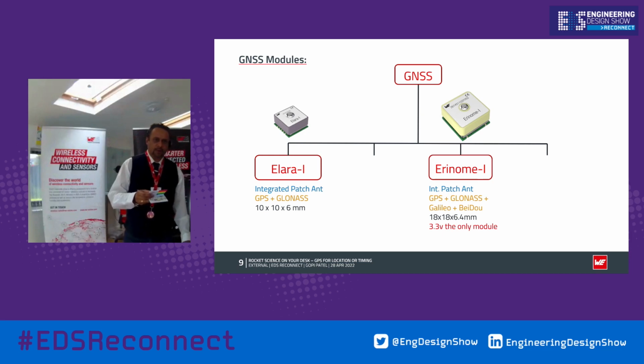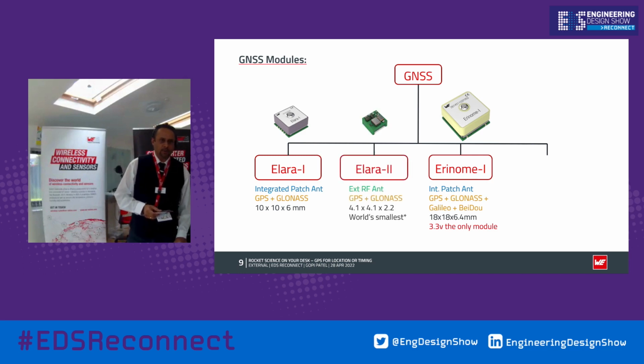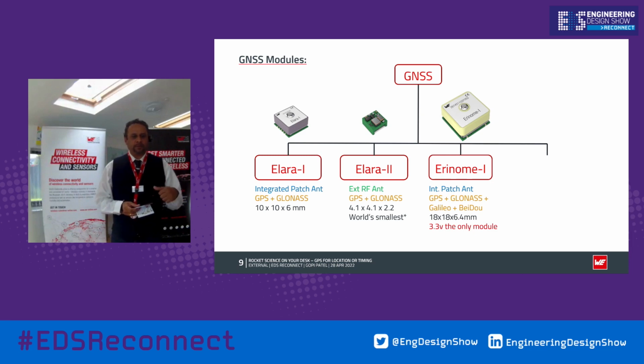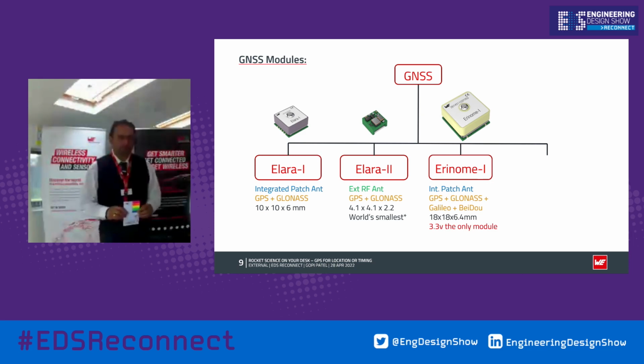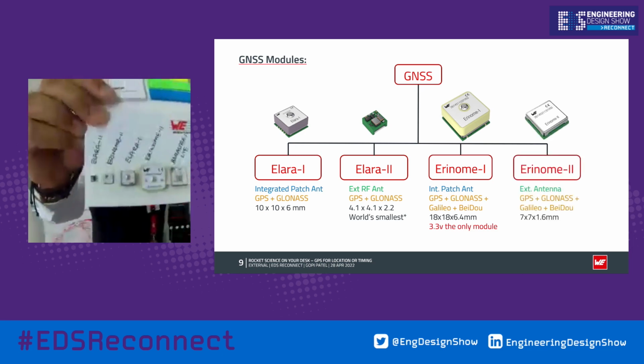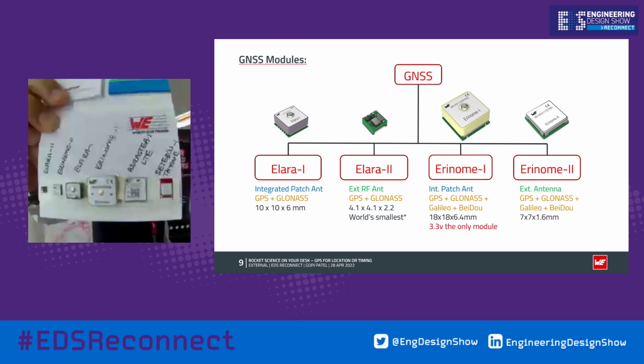This version 1 has an onboard antenna, and those who want an external antenna for any reason, you go for Ilara 2. You need an external antenna. You can use an active or a passive antenna. It used to be one of the world's smallest GPS or GNSS receivers. And here I put the 4th one, and you can see comparisons for all 4 of them.